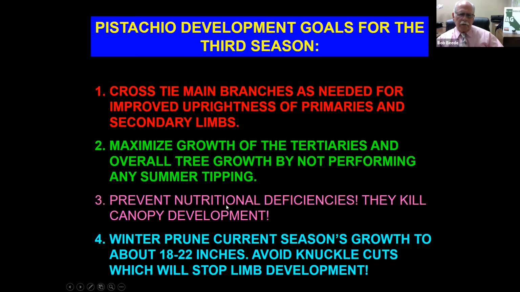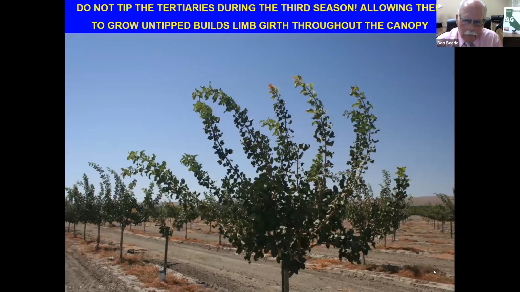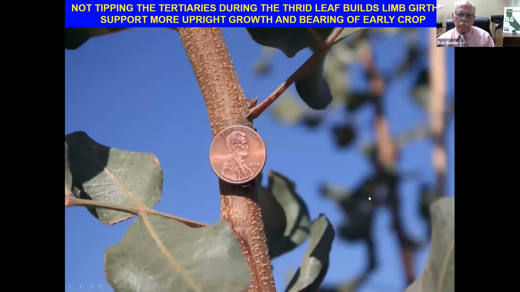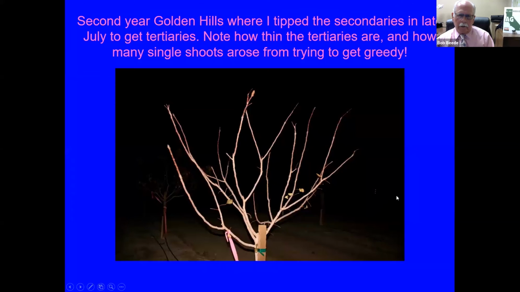Prevent nutritional deficiencies, and then winter prune those tertiaries 18 to 22 inches and avoid knuckle cuts, which I'm going to show you. Here's the untipped tertiaries. And you think, gee, I'm wasting all this growth, but you're actually investing in your future. And nice upright limbs that are nice and strong.